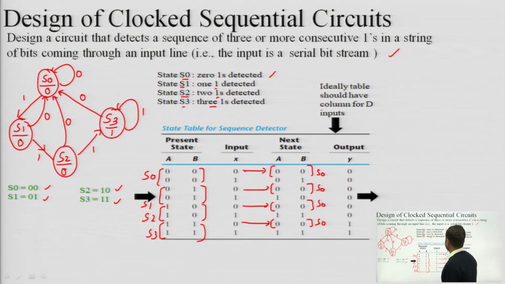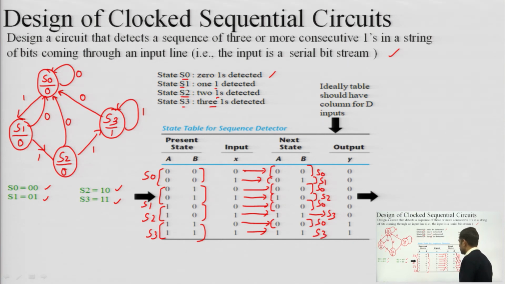Okay. And if input is 1, then we are moving one step further. That means S0 to S1, S1 to S2, S2 to S3. So you can check that for x is equal to 1, we are moving from S0 to S1, then from S1 to S2, and from S2 to S3, and from S3 if more ones are coming, then I will remain in S3 as mentioned by the state diagram. And it is only S3 in which I am getting the output.